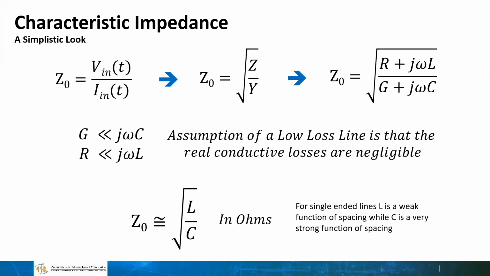Let's start with characteristic impedance. So this is all about controlled impedance lines, and characteristic impedance is basically voltage over current. You can represent that in a number of different ways. And depending on the model of the transmission line, you end up with, for low loss lines, which is virtually everyone that we're talking about, basically just the inductive impedance over the capacitive impedance, which in the end is the square root of L over C. And the thing to think about here is that L is really a weak function of spacing, while C is a very strong function of spacing. So you can remember that when you're designing characteristic or controlled impedance lines.